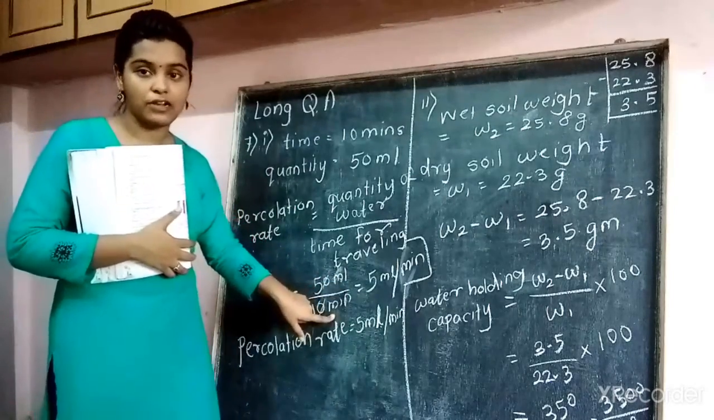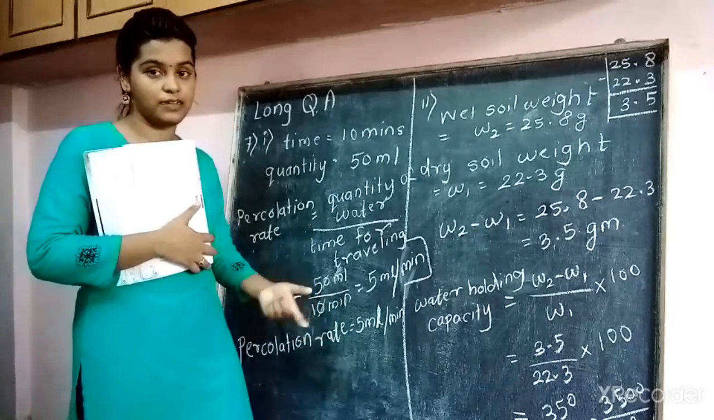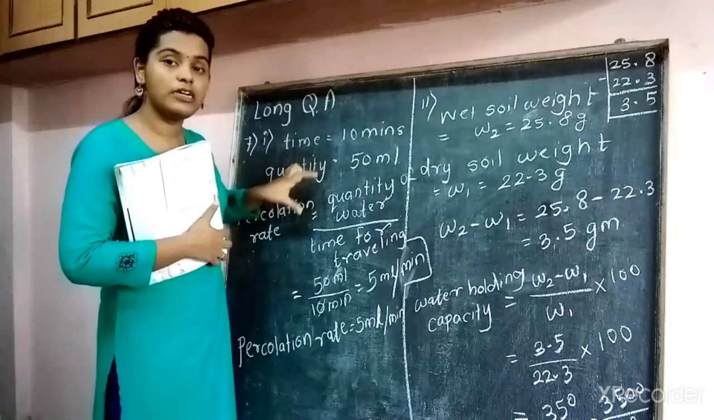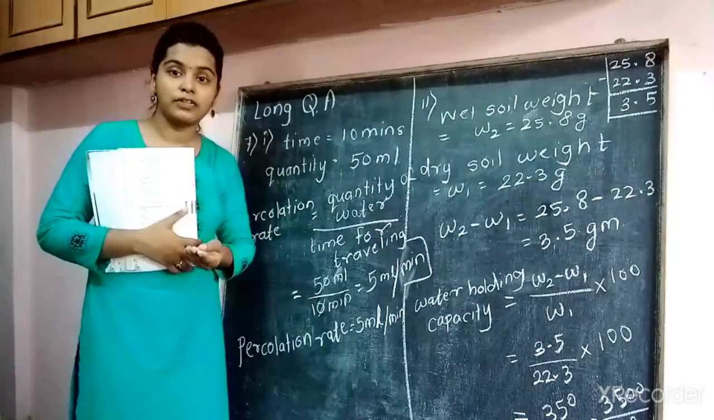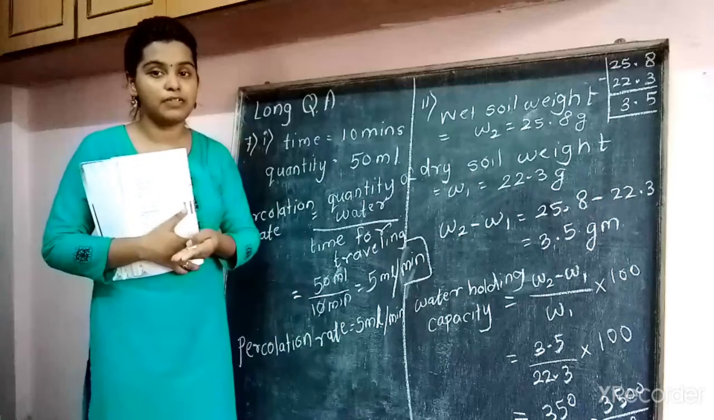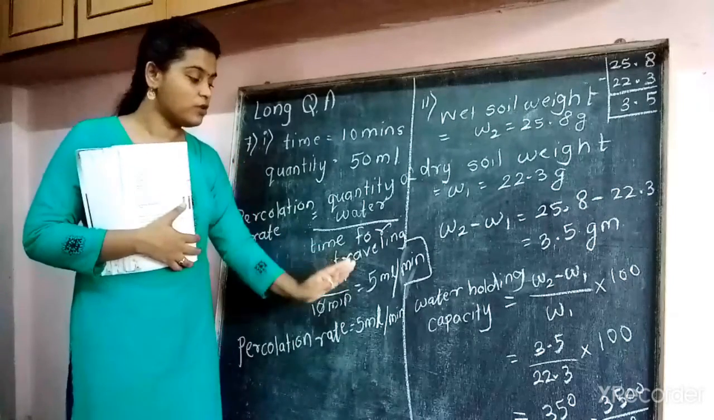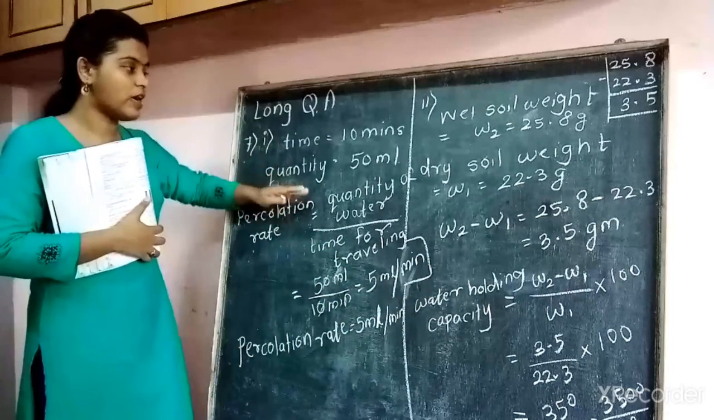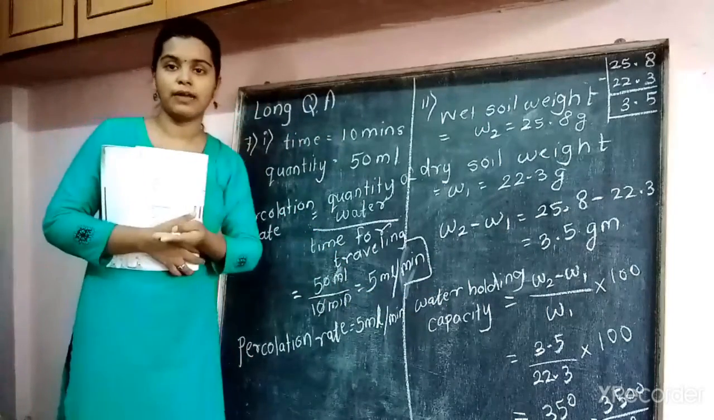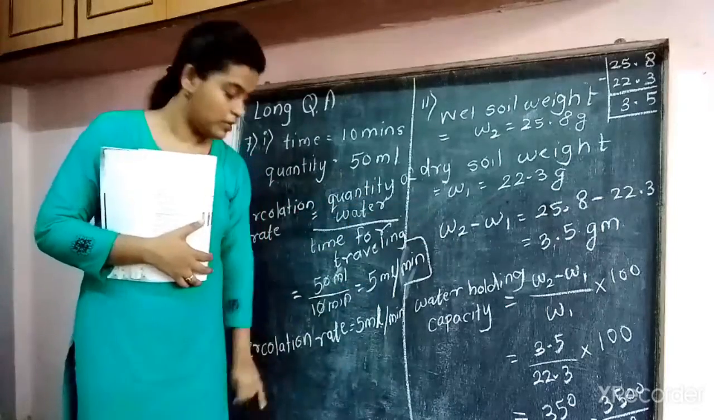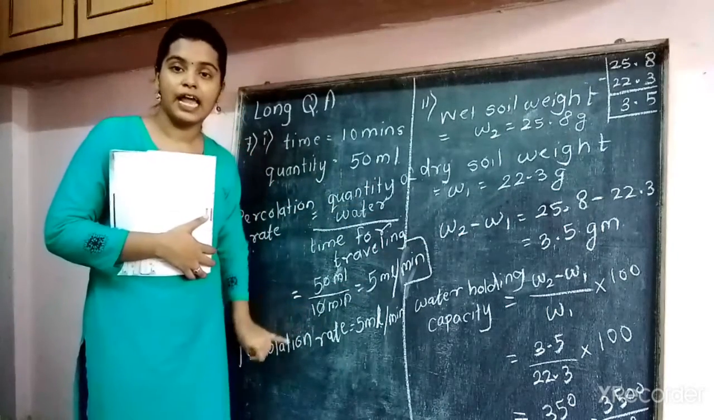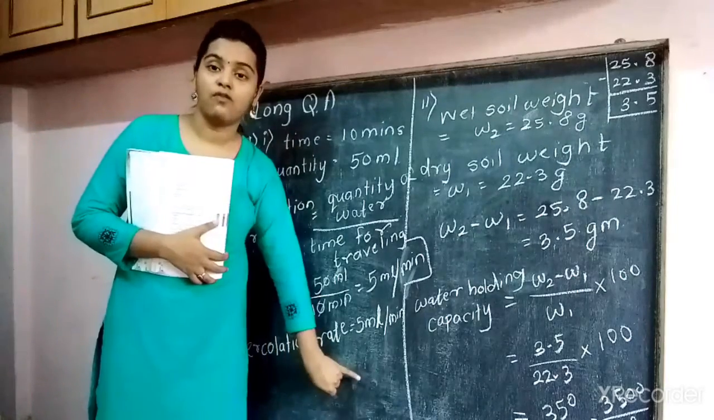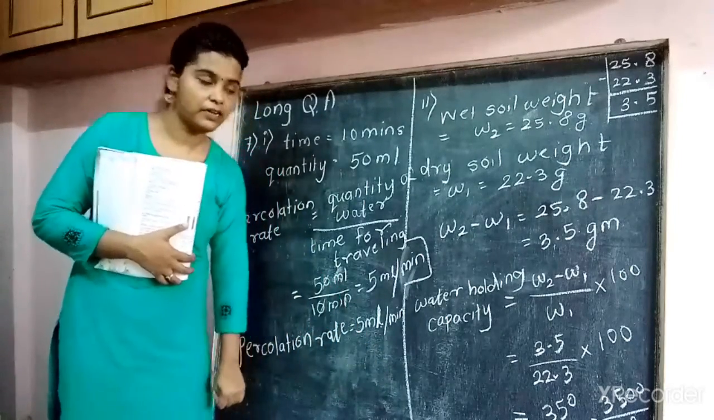This is the same as calculating velocity. Velocity is distance upon time. Here, in place of distance, we have quantity upon time. Quantity is measured in ml and time is measured in minutes, so the unit is ml per minute. We are just dividing 50 by 10, and 10 5s are 50. So the answer is 5 ml per minute. At the end you will write: percolation rate is 5 ml per minute.